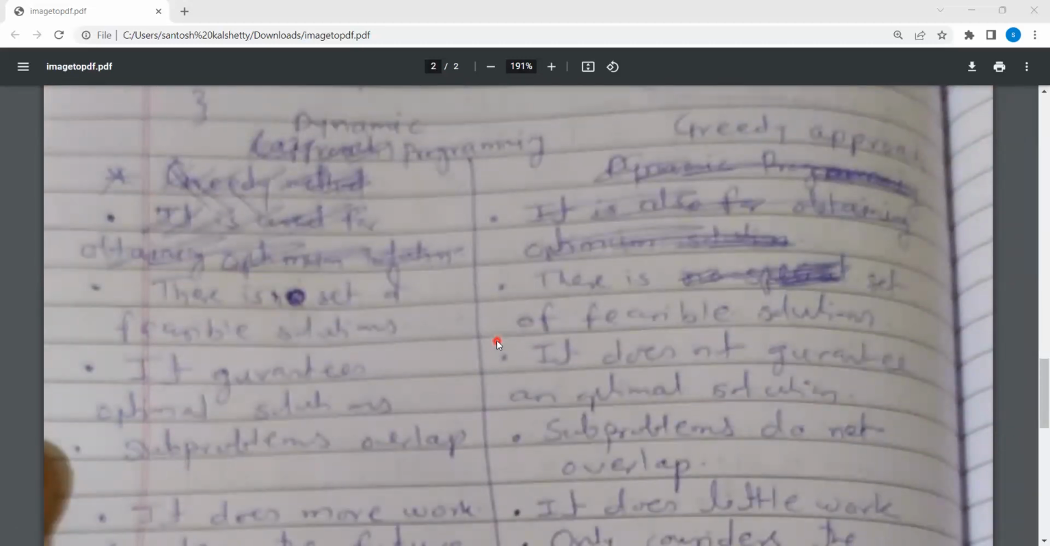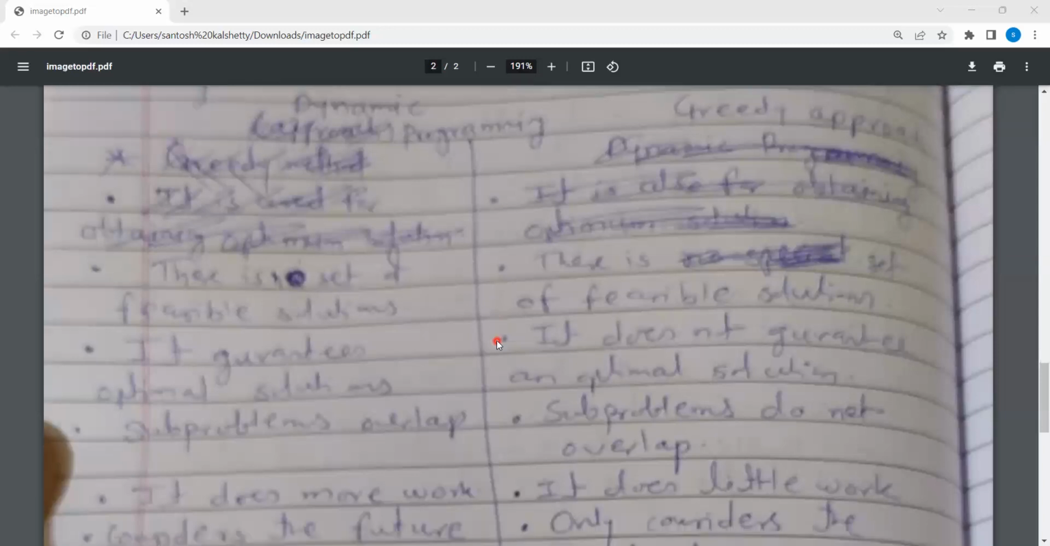The next important question is the difference between dynamic programming and greedy approach. This question has been asked in previous exams many times, so it is important from the exam point of view. Compare greedy approach and dynamic programming. Previous year, this difference was asked for 6 marks.